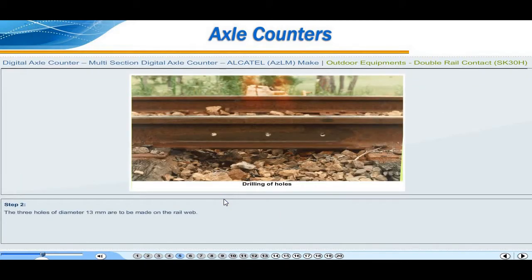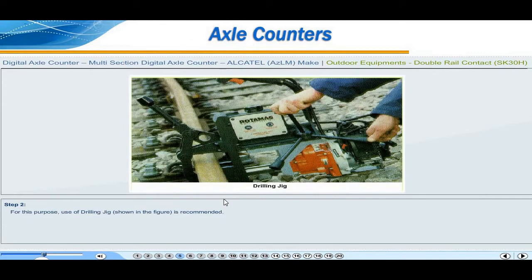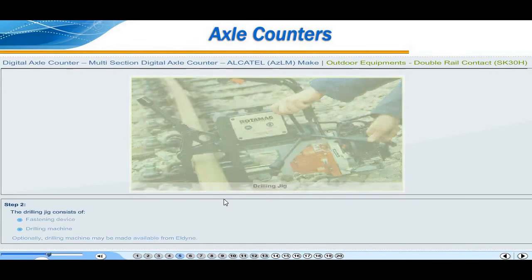Step 2. The three holes of diameter 13 millimeters are to be made on the rail web. For this purpose, use of drilling jig, which is shown in the figure, is recommended. The drilling jig consists of drilling template, mounting device for the drilling machine, templates for the standard rail profiles, fastening device, drilling machine. Optionally, drilling machine may be made available from ELDYNE.